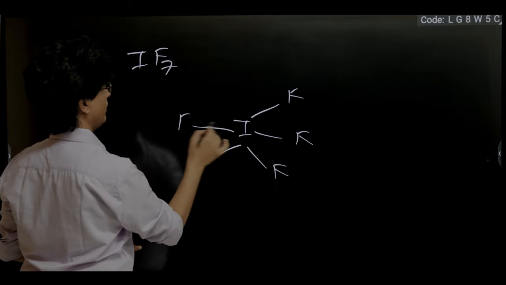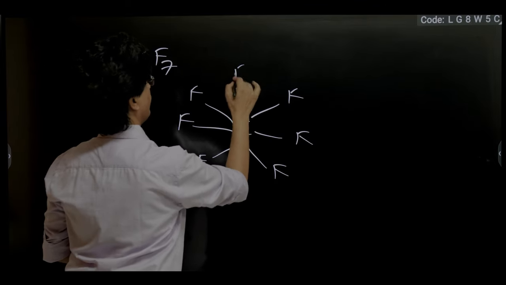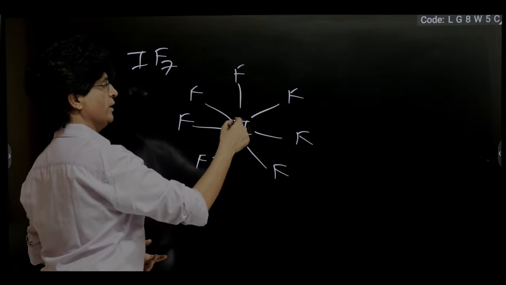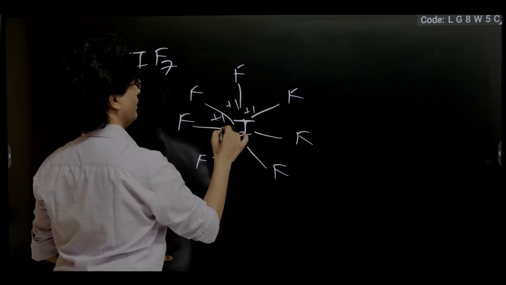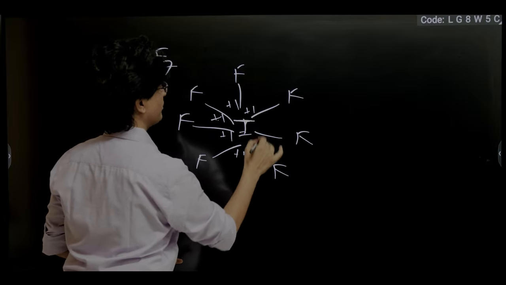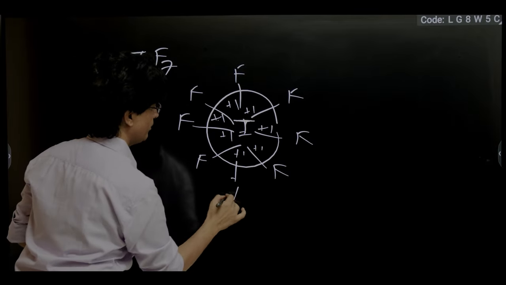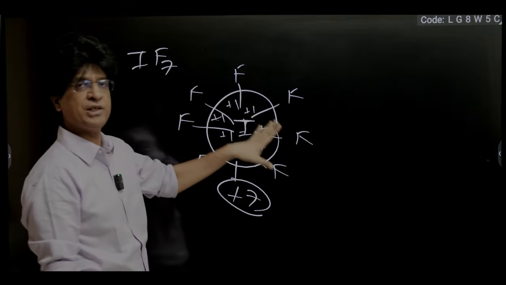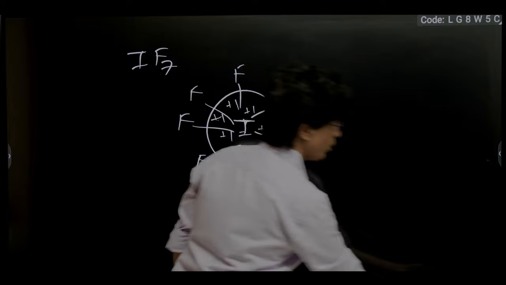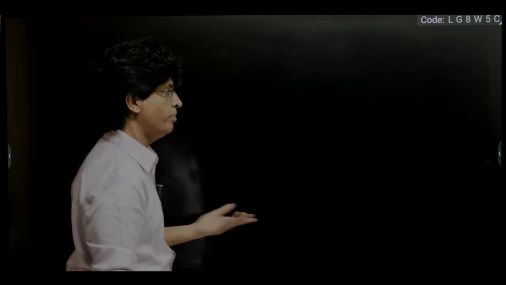So iodine will have seven fluorines attached. For each fluorine, iodine will be how much, beta? Plus 1, plus 1, plus 1, plus 1, plus 1, plus 1, and plus 1. Total becomes plus 7. So iodine generally is minus 1, but out here it is plus 7. Okay. And not only in interhalogen compounds, but in case of oxyacids also.